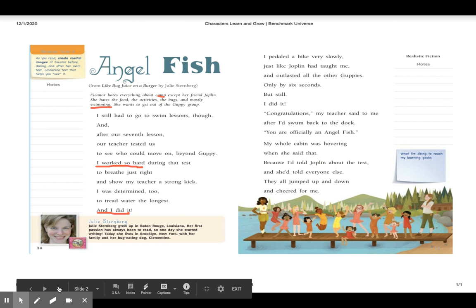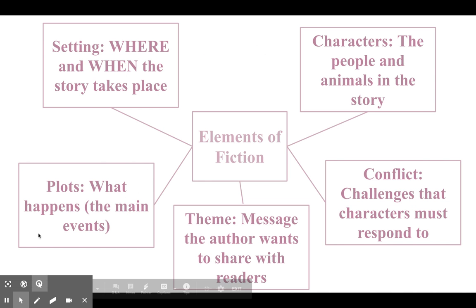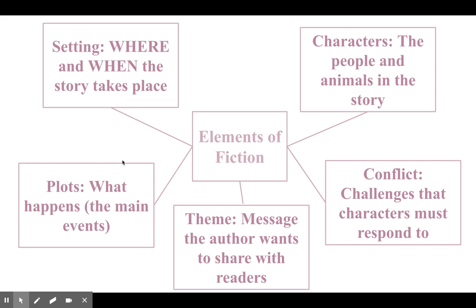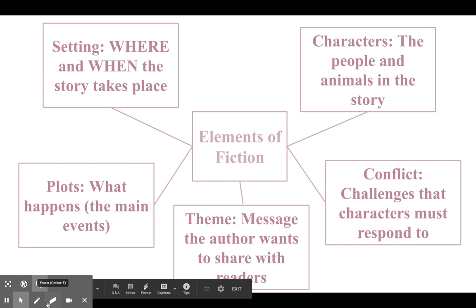Now we're going to look at our anchor chart that talks more about the elements of fiction. There are 5 elements of fiction that we are going to talk about. We have setting, which we talked about today, where and when the story takes place; the plot, what happens, the main events; the theme, the message the author wants to share with readers; conflict, challenges that characters must respond to; and characters, the people and animals in the story. I've just shown you how I think about setting and plot when I read fiction, especially the effect they have on characters.